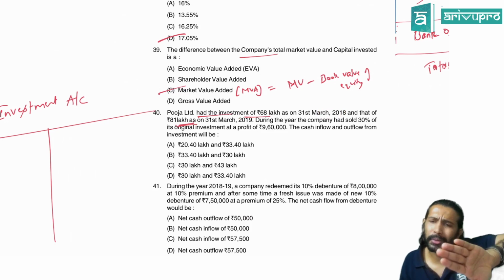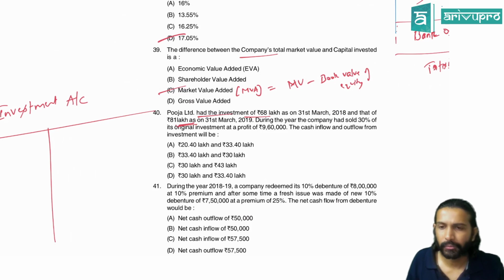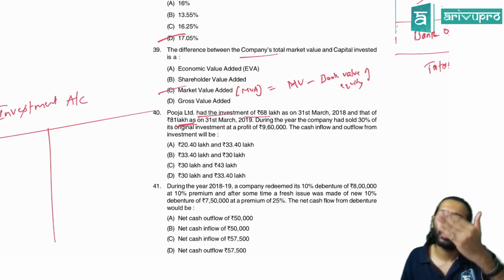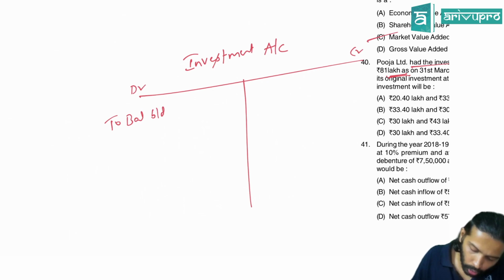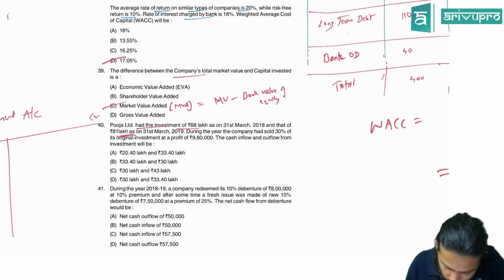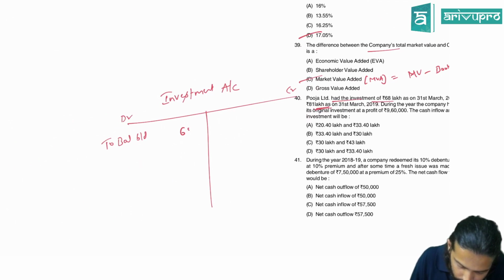They've given 31st March 2018. 31st March 2018 means previous year's closing balance. Why have they given that? Because previous year's closing balance becomes current year's opening balance. Indirectly they're saying opening balance of investment. Opening balance of investment comes on the debit side, right? This debit side, this credit side. Opening balance of investment is how much? 68 lakh. That is previous year's closing balance.